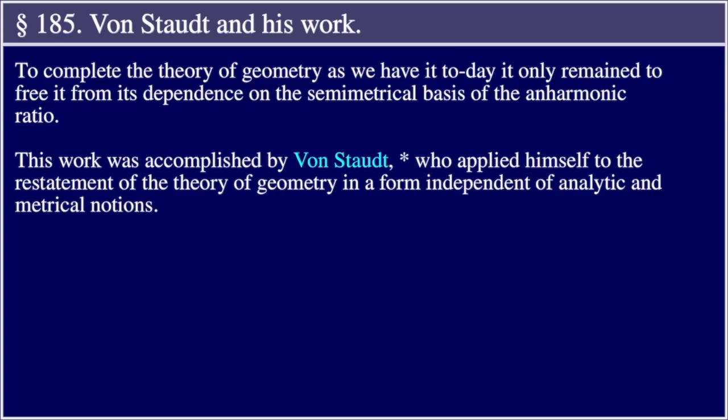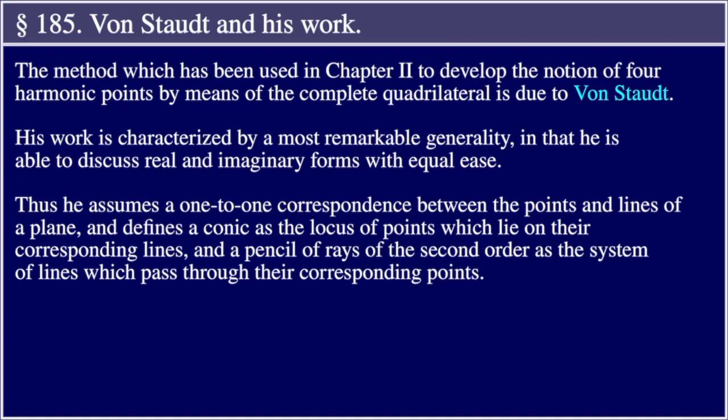This work was accomplished by von Staudt, who applied himself to the restatement of the theory of geometry in a form independent of analytic and metrical notions. The method which has been used in Chapter 2 to develop the notion of 4 harmonic points by means of the complete quadrilateral is due to von Staudt. His work is characterized by a most remarkable generality in that he is able to discuss real and imaginary forms with equal ease.